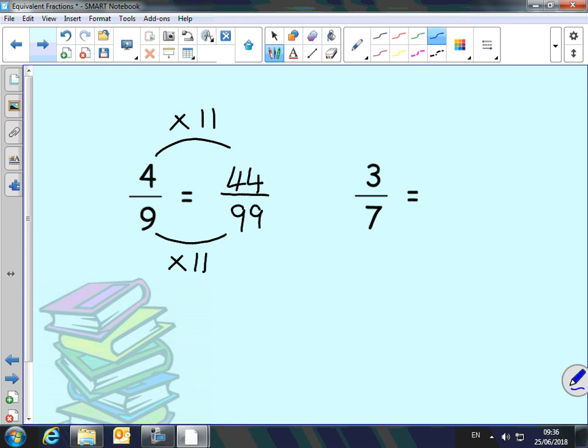And our last example, 3/7. Multiply by 7. So 3 times 7 is 21. Over, do the same to your denominator. 7 times 7 is 49. So 3/7 is equivalent to 21/49.